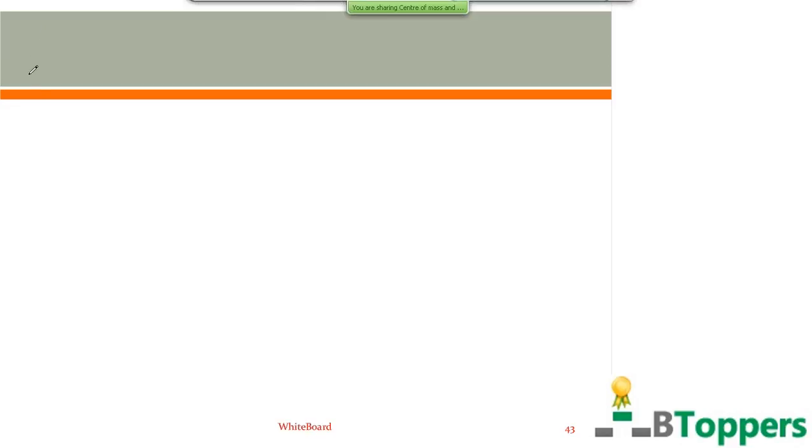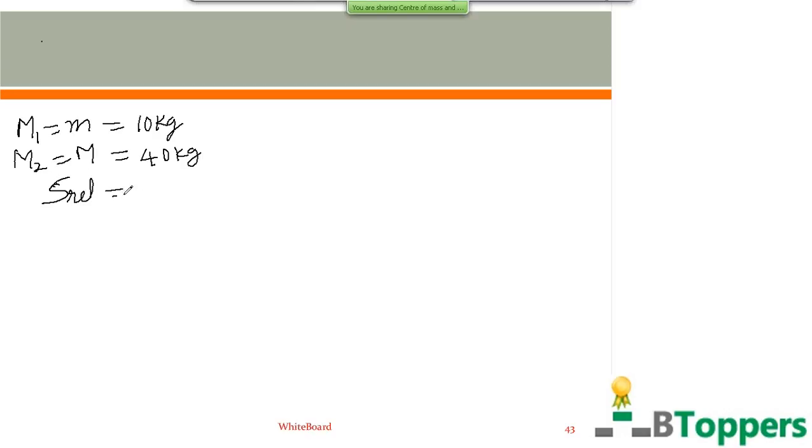Here the mass of the boy or person standing on the boat, denoted by small m in the earlier discussion, is given to be 10 kg. The mass of the boat, denoted by m2 or capital M in the earlier class, is given to be 40 kg. It is given that the man walks 8 meters on the boat. That means the magnitude of the relative displacement of the man with respect to the boat is 8 meters.